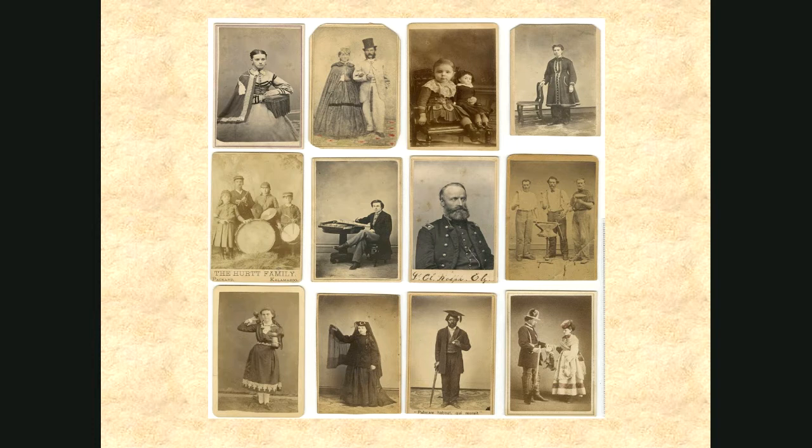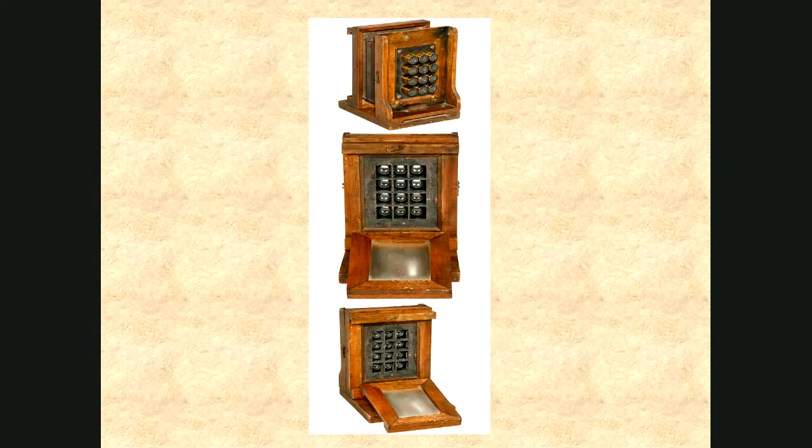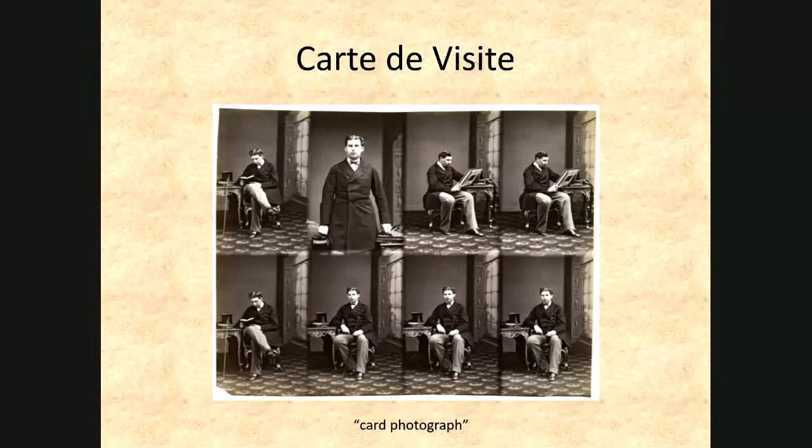Like the stereograph camera, the carte de visite camera had more than one lens. So with the stereo camera, you recall there's two lenses, one on either side. It takes two images at the same time. The carte camera, certain versions of it, could take up to 8 different images on one plate, but in succession. So here's one that had a camera with 8 lenses, but they wouldn't take them all at the same time. They would take them individually. So you could move around, change your pose. The photographer could change the exposure time to experiment with that.